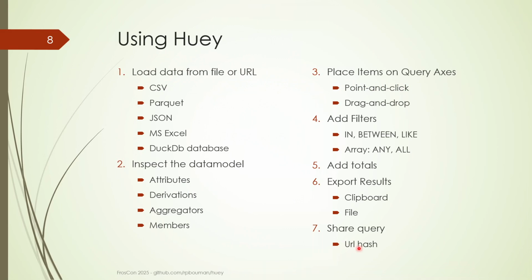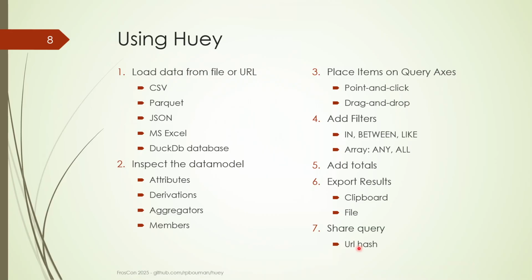So what does a Huey workflow look like? First of all, we need to find some data that we want to analyze. Typically that would be a file, or it could be from a URL. That's also fine. And right now, Huey can read CSV, Parquet, JSON, Microsoft Excel, and DuckDB database files. Basically, it's the set that DuckDB supports out of the box.